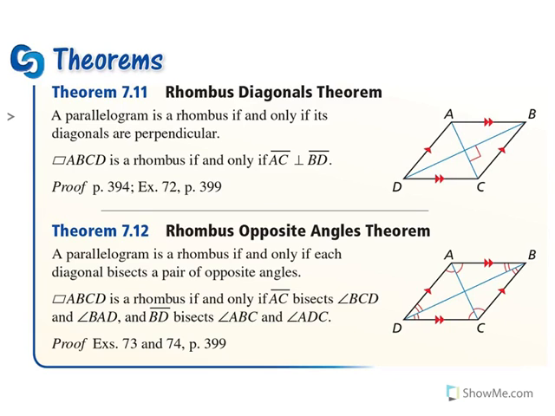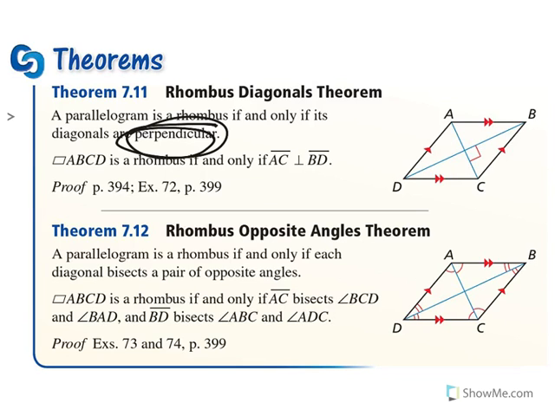We have the diagonals theorem. Think about a parallelogram: we know the diagonals bisect each other. But in a rhombus, the diagonals not only bisect each other, they also have to be perpendicular. In order for it to be a rhombus, those diagonals are always going to be perpendicular to each other, so they're going to meet at right angles.